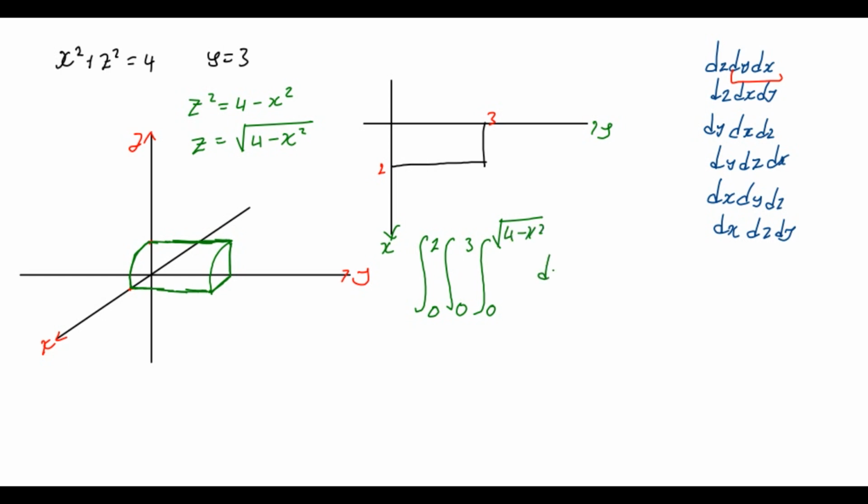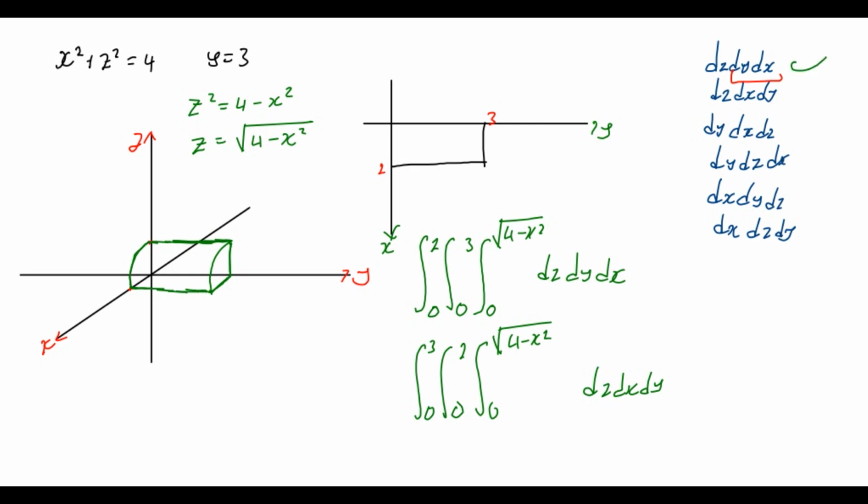So here you have your dz dy dx, like that. What this simply tells us is that if I want to swap this to dz dx dy, the outermost is going to be from 0 to 3 for the y, then 0 to 2 for the x, then the innermost remains the same, from 0 to the square root of 4 minus x squared. That's how we get it. Okay, so we're done with this one.